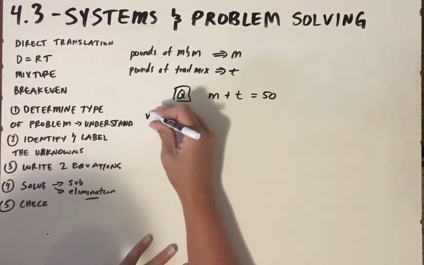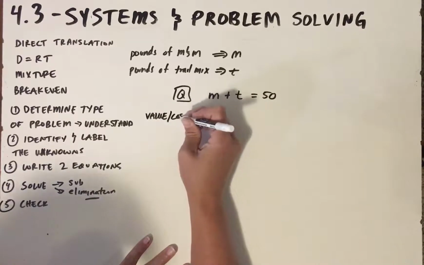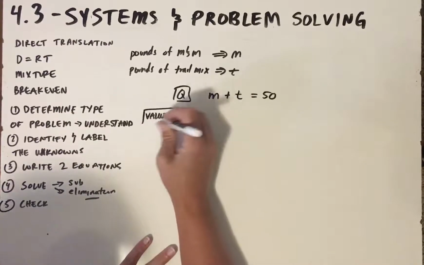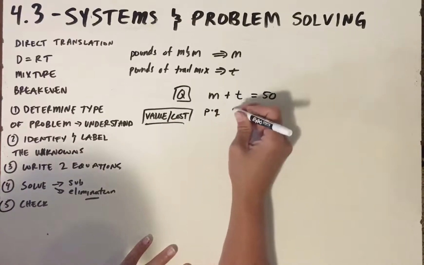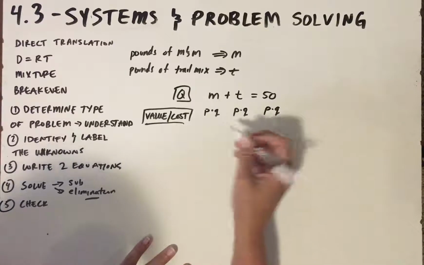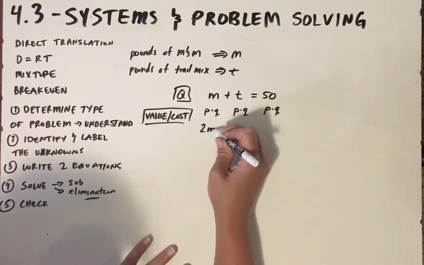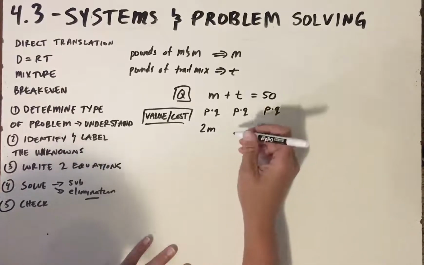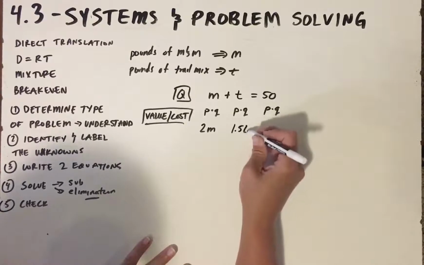Well, what is my value or cost statement in this case? Again, it's always going to be my price times my quantity. So for M&Ms, the price of the M&Ms is $2, so it's going to be 2M. The price of my trail mix is going to be $1.50, so that's going to be 1.5T.